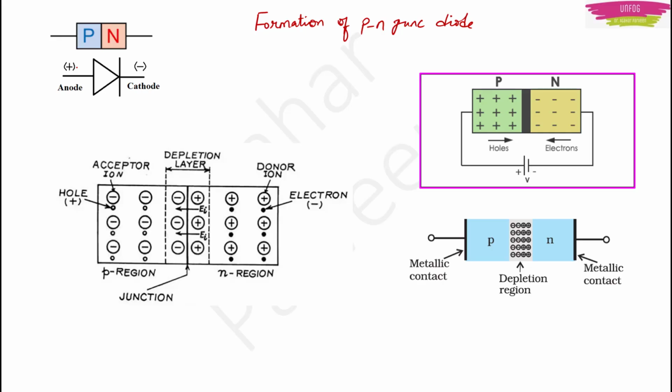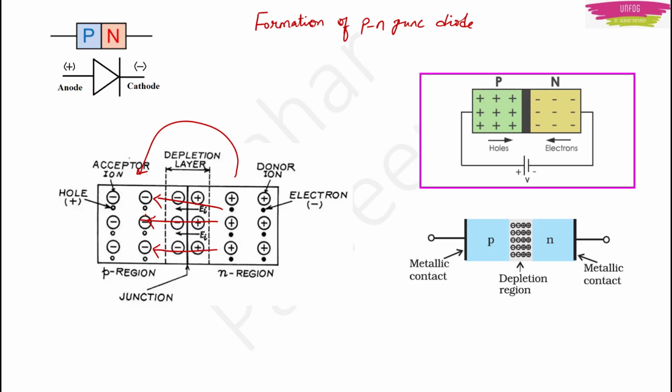Now we know that in the N region, the concentration of free electrons is higher when compared to holes, and in the P region, the concentration of holes is more than electrons. Therefore, when a PN junction is formed, some electrons from the N region diffuse into the P region, and there they will fill the holes in the P region. That means the covalent bonding gets completed here. This process wherein electrons diffuse from the N region to the P region is called recombination.